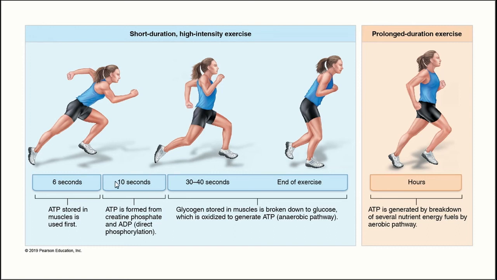Then if that high intensity exercise continues for a little bit longer, the direct phosphorylation pathway comes into play and starts to use the creatine phosphate to make ATP for another 10 seconds or so. And then the remainder of that sprint uses the anaerobic glycolysis pathway to make ATP.